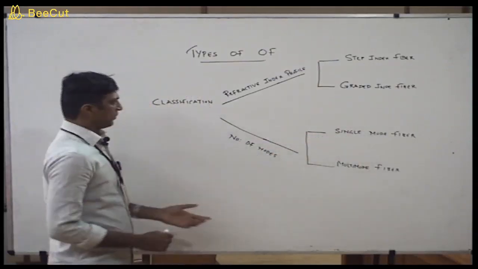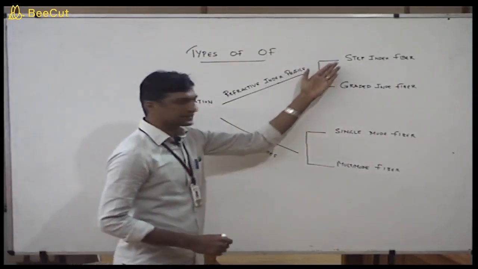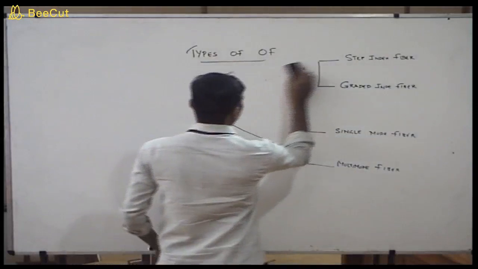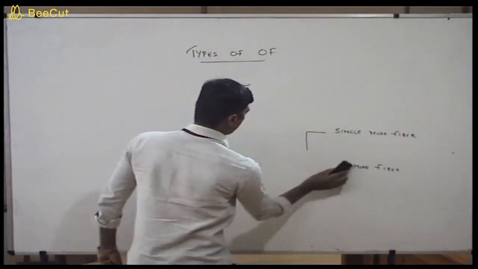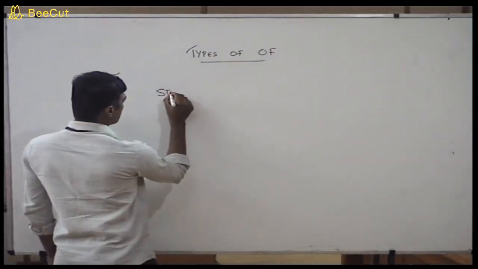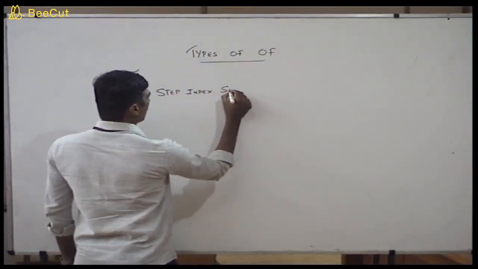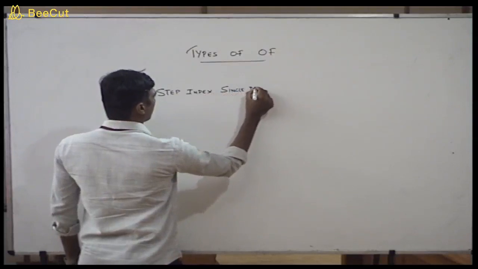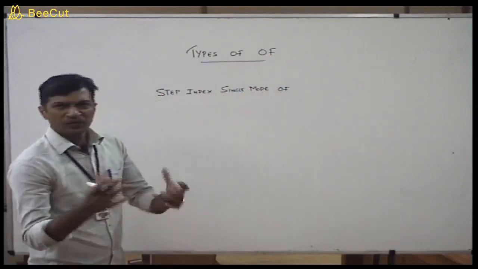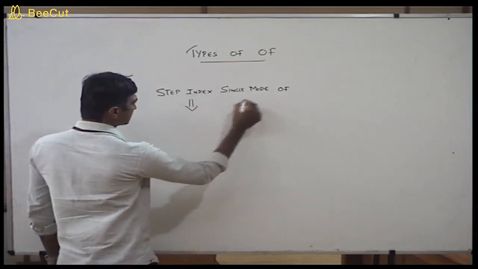Now we are going to discuss them one by one. First, we move on to the type of fiber which is step index single mode optical fiber. Two different terms are there: step index and single mode.